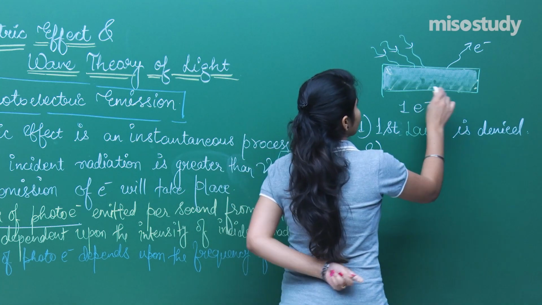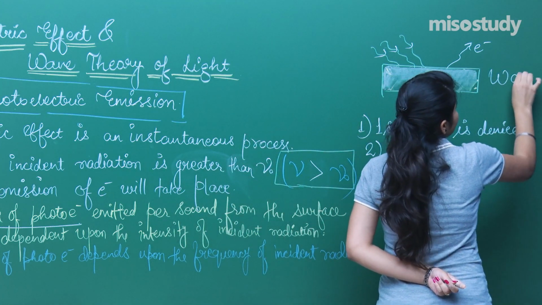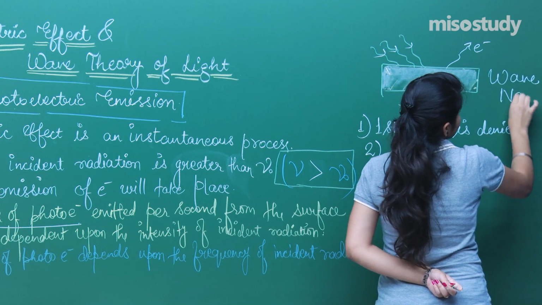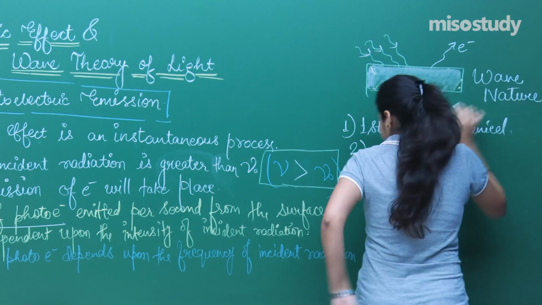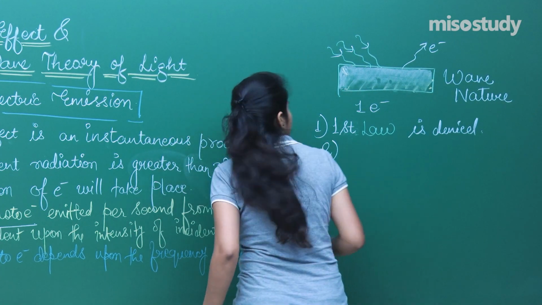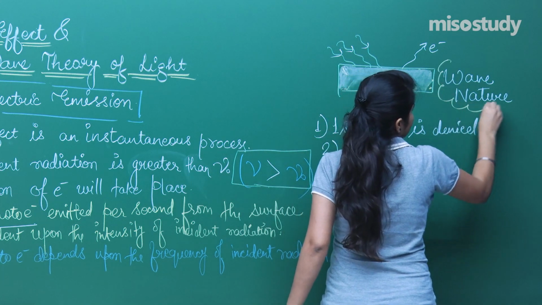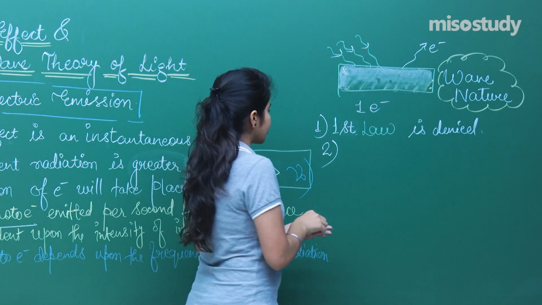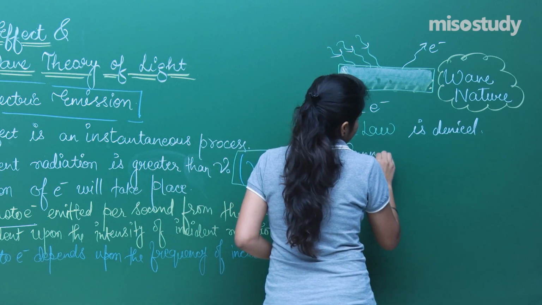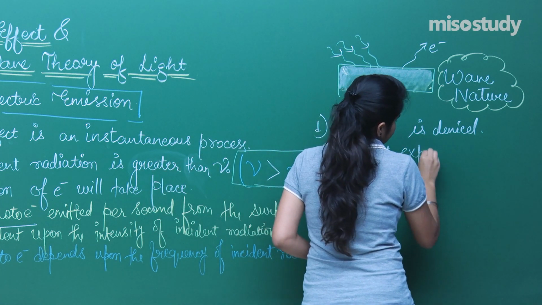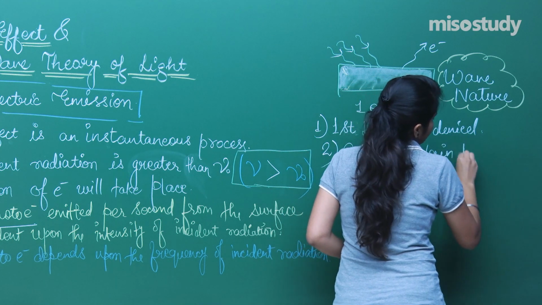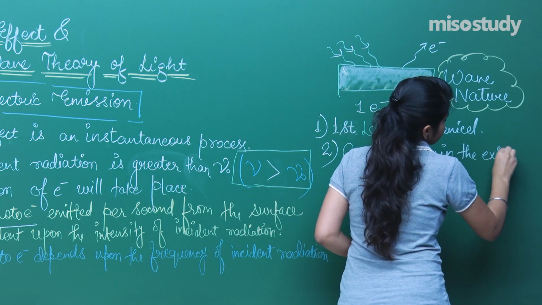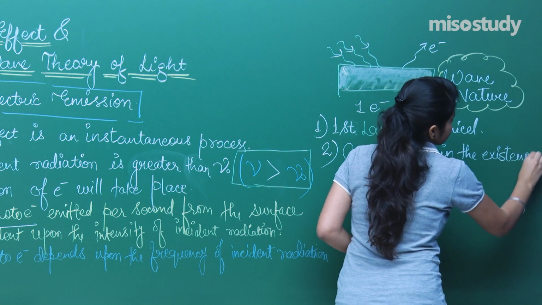So secondly, we are talking about the wave nature of light. This wave nature cannot explain the existence of threshold frequency.